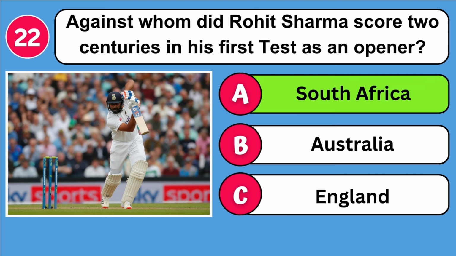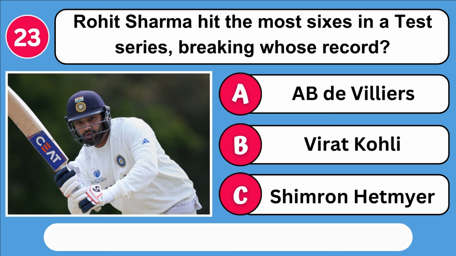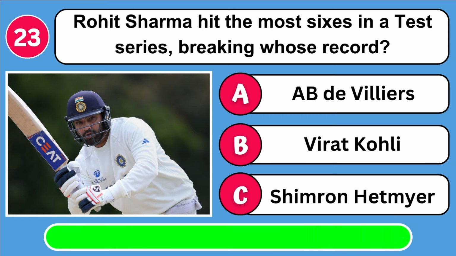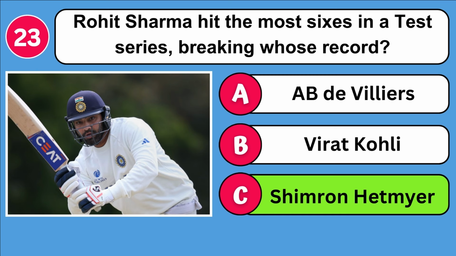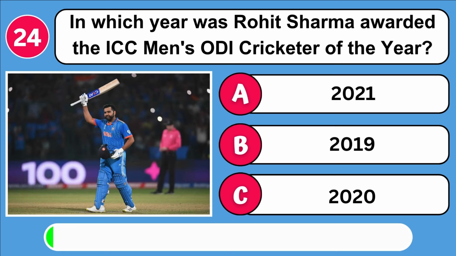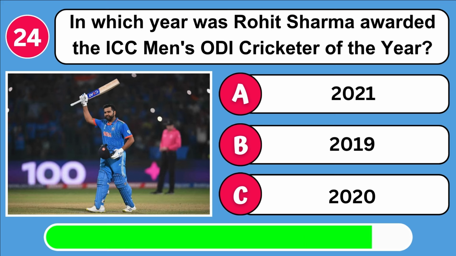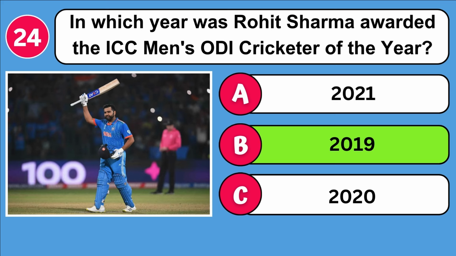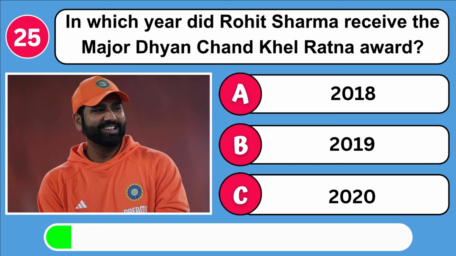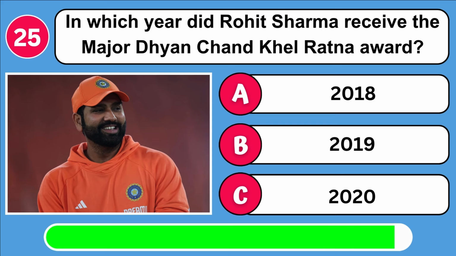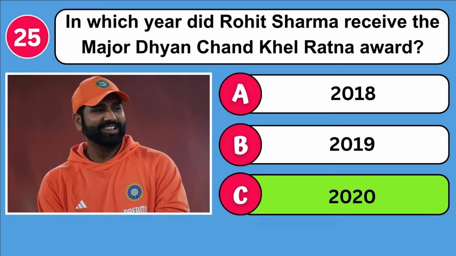Against whom did Rohit Sharma score 2 centuries in his first test as an opener? South Africa. Rohit Sharma hit the most sixes in a test series, breaking whose record? Shimron Hetmyer. In which year was Rohit Sharma awarded the ICC Men's ODI Cricketer of the Year? 2019. In which year did Rohit Sharma receive the Major Dhyan Chand Khel Ratna Award? 2020.